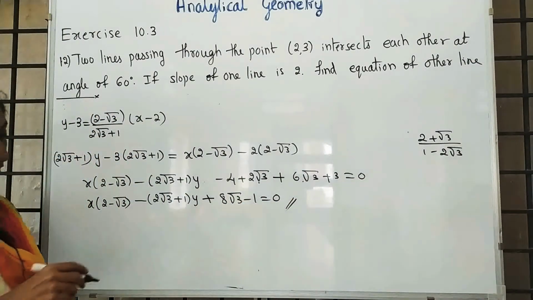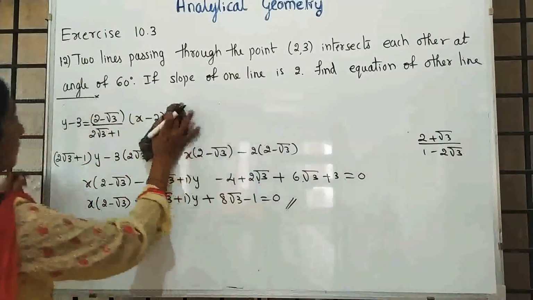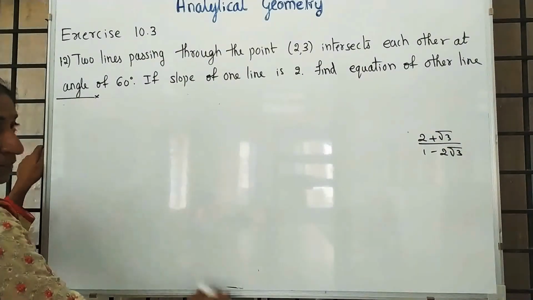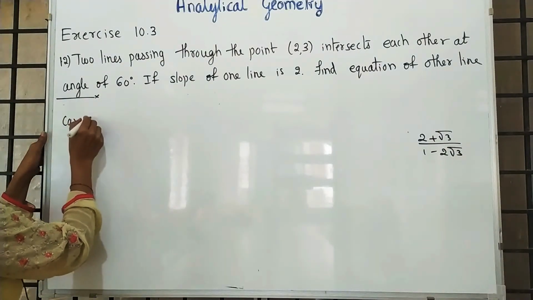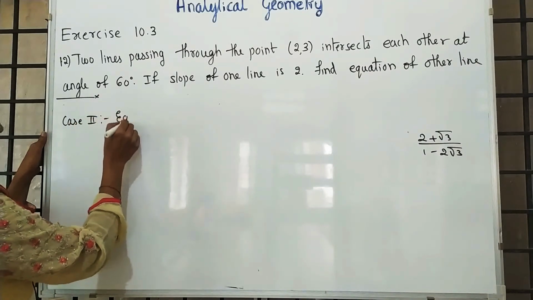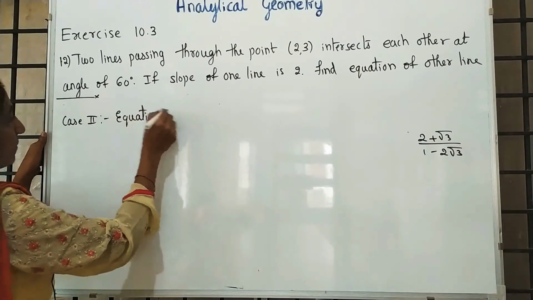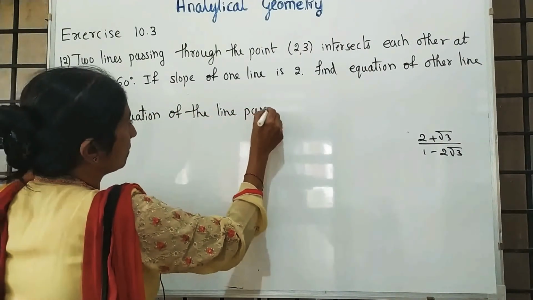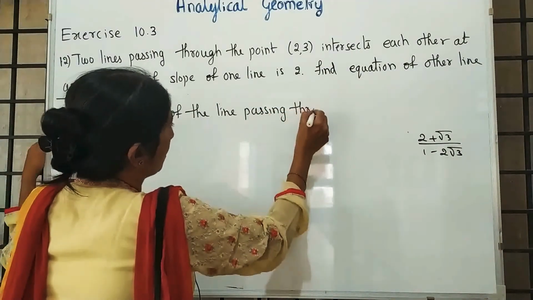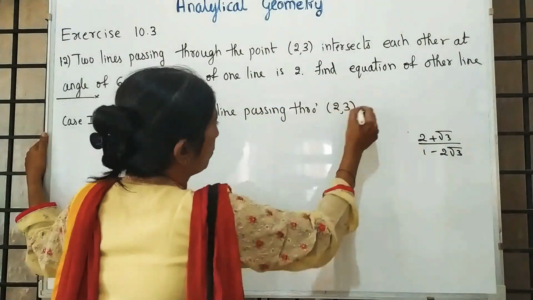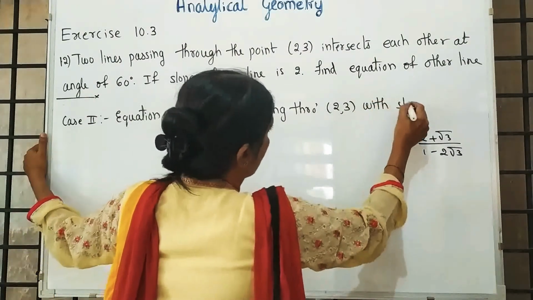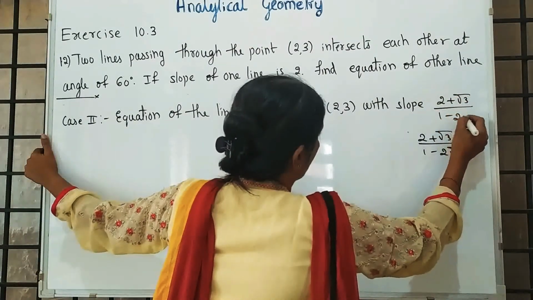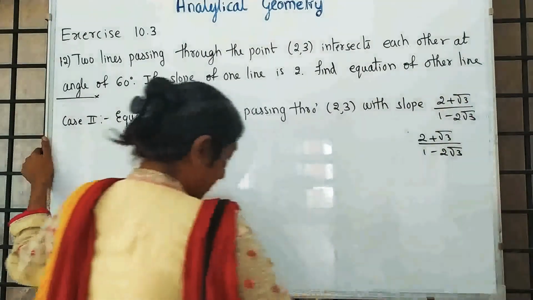This is the first answer. Moving to the second one. Case 2, two cases, because we have two different slopes. Equation of the line passing through (2, 3) with slope (2 plus root 3) upon (1 minus 2 root 3).